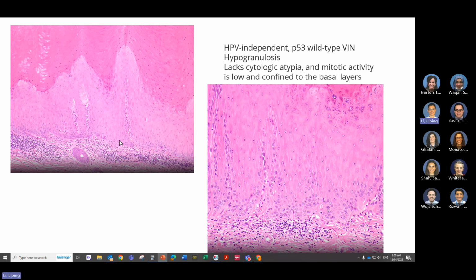Again, for this one, HPV independent, P53 wild type, we could not see any atypia even in the basal cell layer. All the cells look the same and not really atypical. The feature we see is just thickening, hyperplasia of the epidermis. Even in high power, the cells look not atypical.